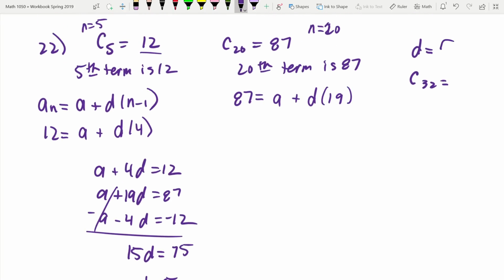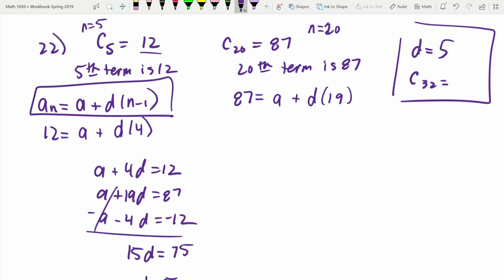Okay? Now, the other thing they want to know is, what's the 32nd term? Like I said before, you cannot just list them out and count. They're not going to give you credit for that. So to find a specific term for arithmetic, there's your formula. So it doesn't matter if it's an A or C, it's the same thing. So the 32nd term is the first term, which I don't know, plus the common difference, which is a 5. 32 minus 1 is 31.